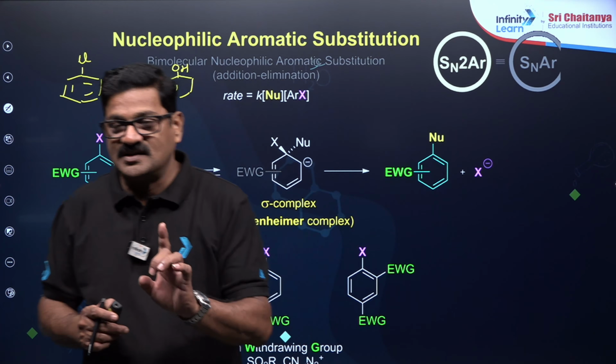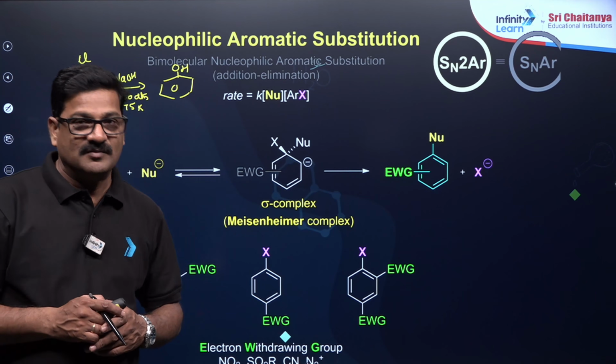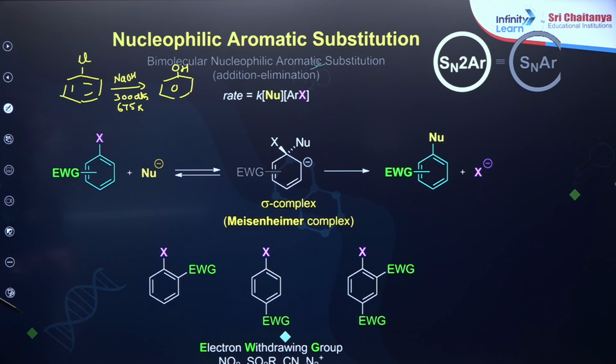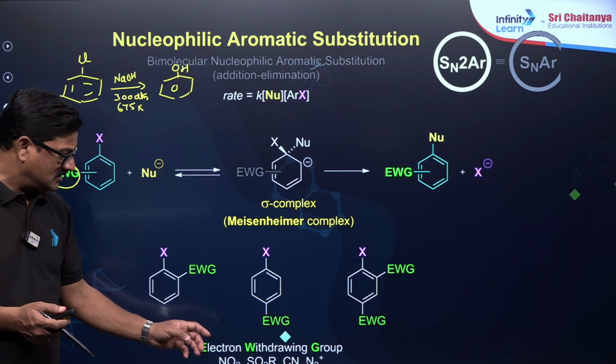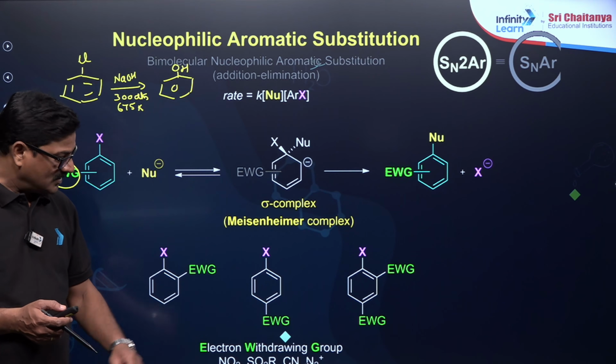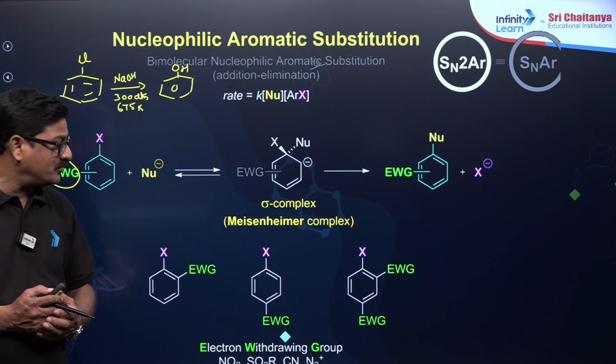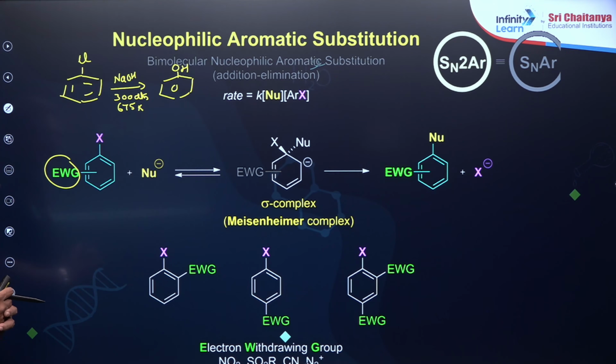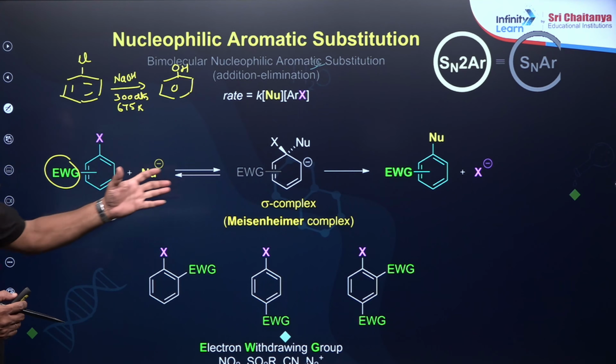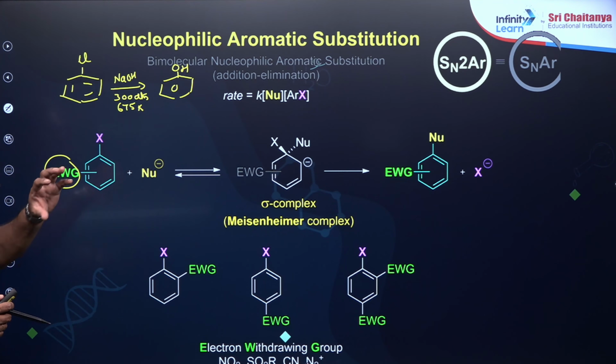You say it is SNAr, but what I want to say is, if some electron withdrawing group is attached anywhere, it could be a nitro group, SO3H, CN or a diazonium group, a nucleophile can easily attack, giving rise to a nucleophilic aromatic substitution reaction.